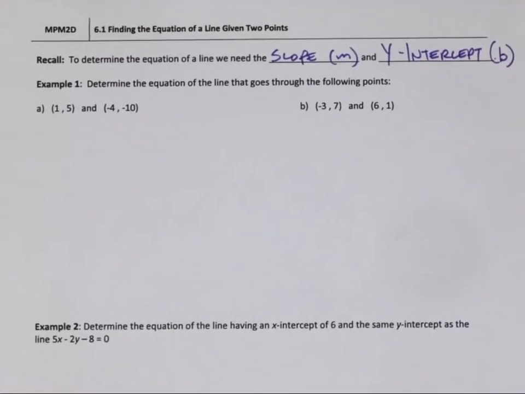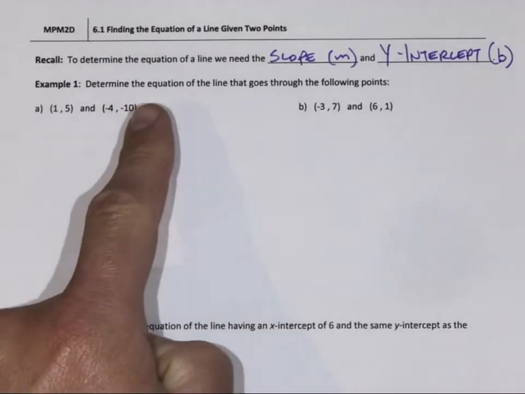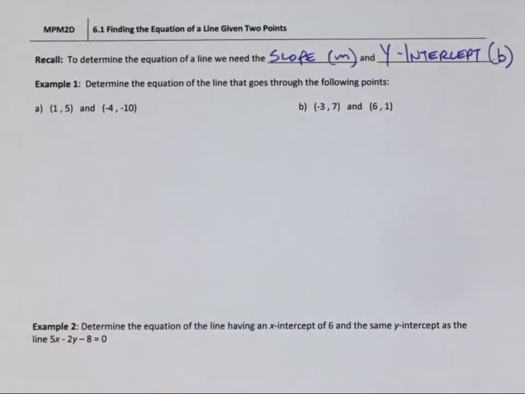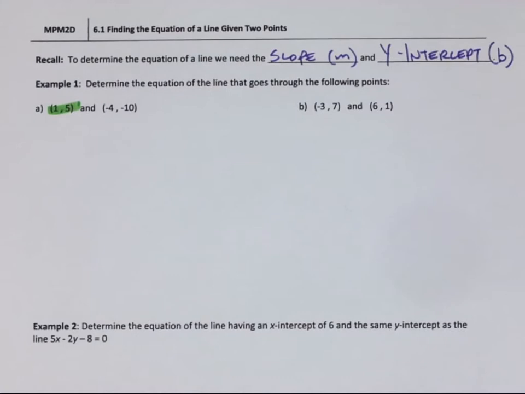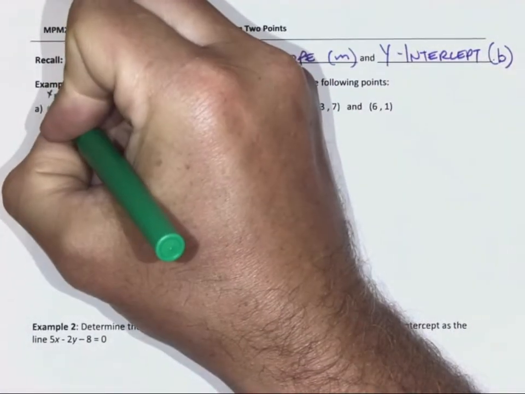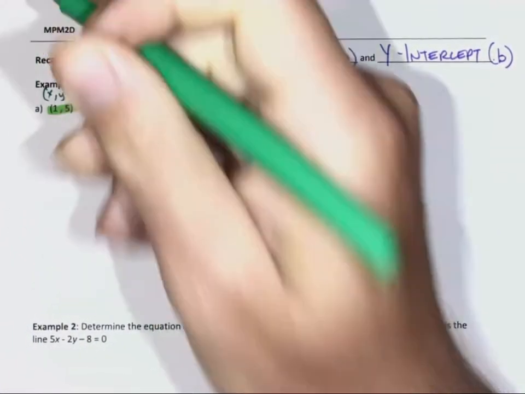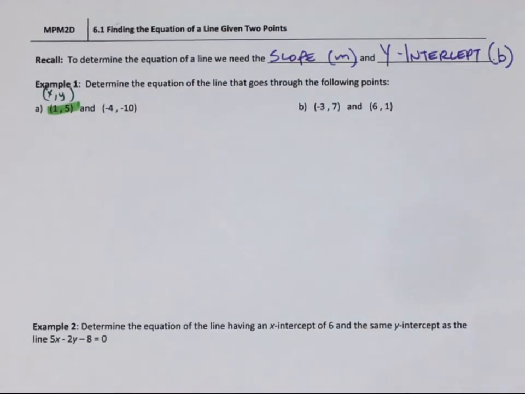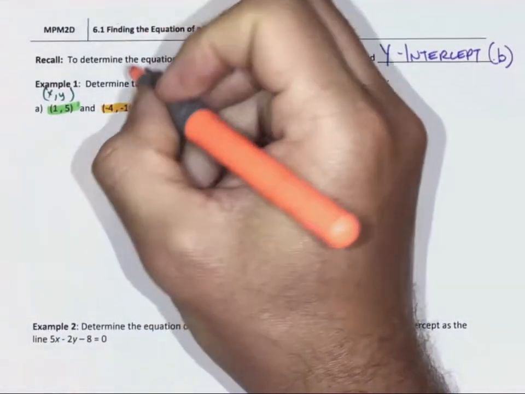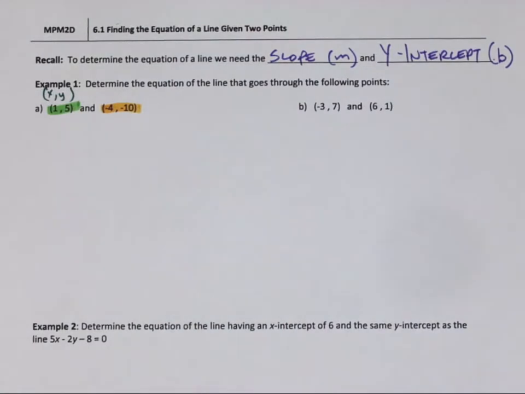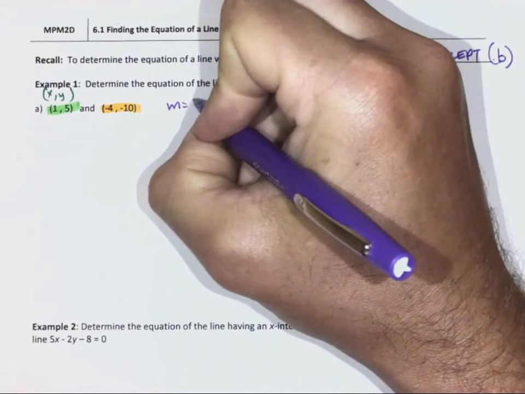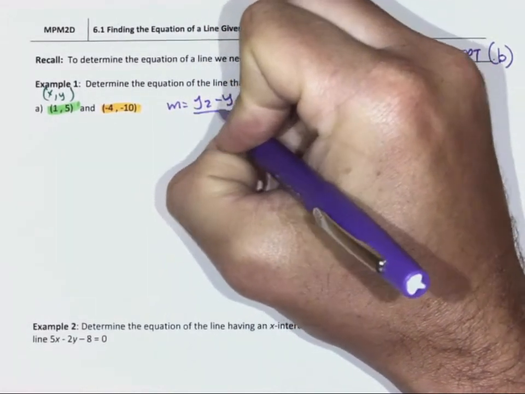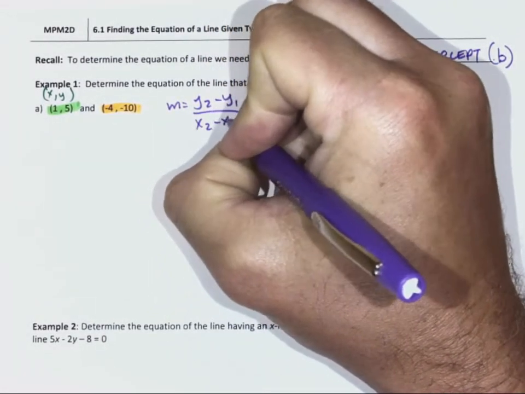So, we need to determine the equation of a line that goes through those 2 points. Remember that those points are written x and y. We've got 1 point there, and 1 point there. Now the other thing that hopefully you remember is the equation for slope. Our change in y over our change in x.